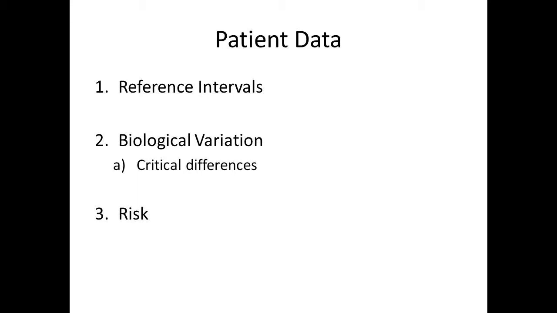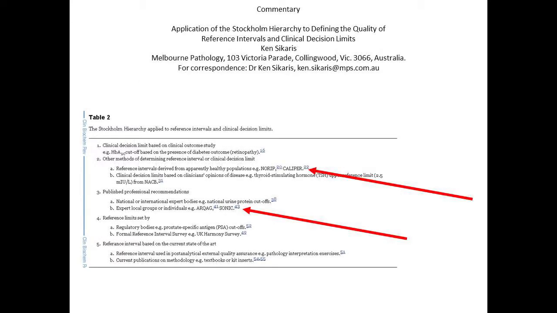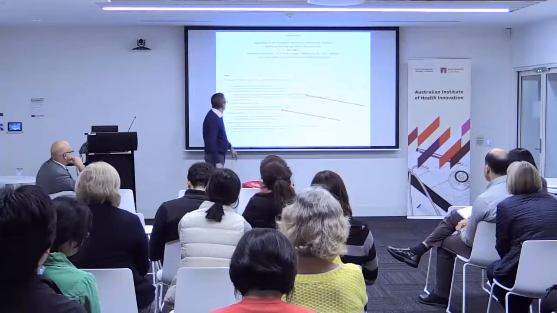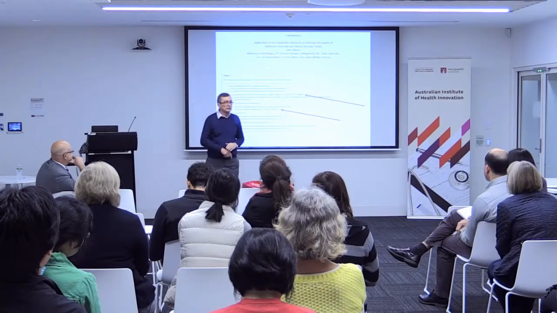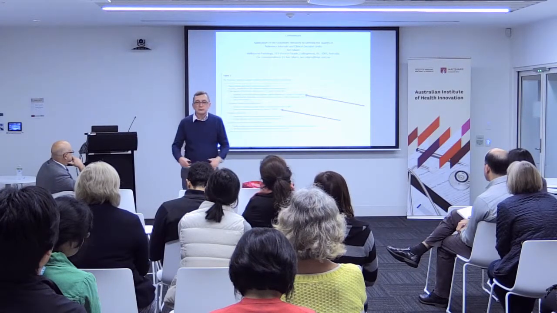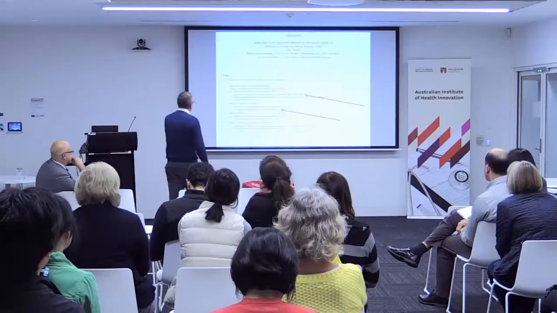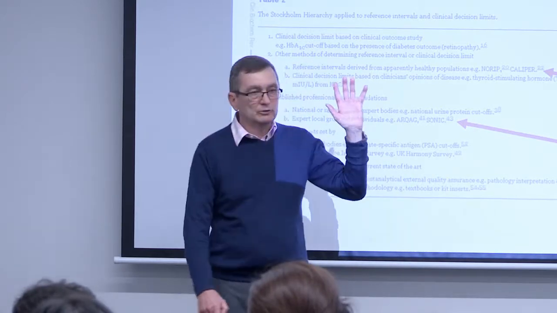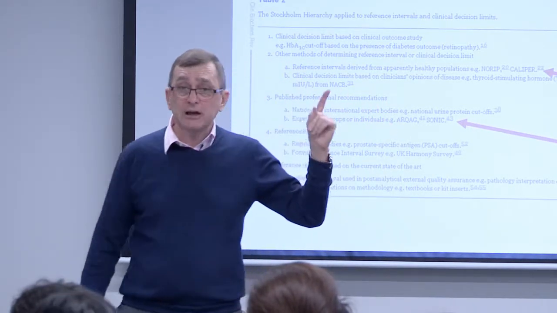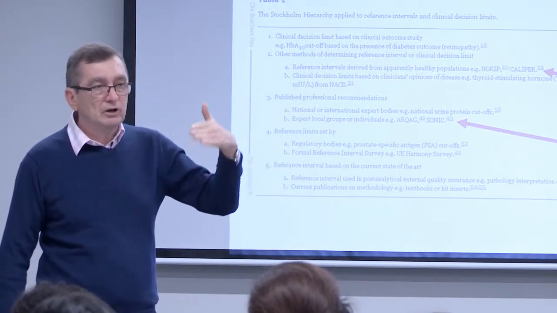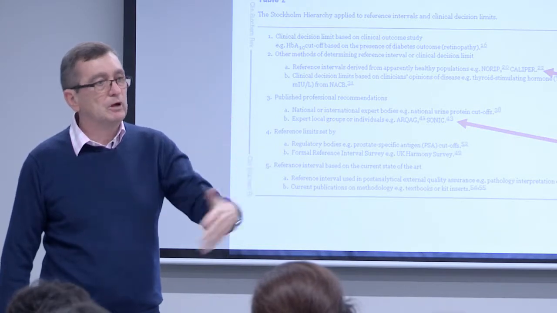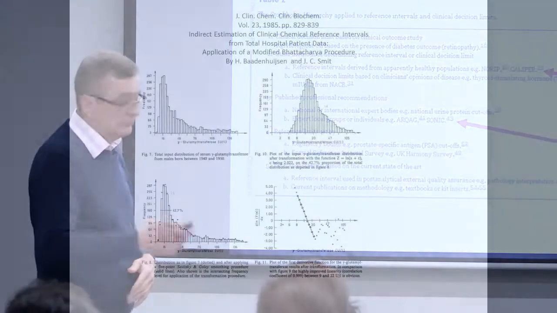Other uses for patient data: reference intervals, what's considered to be normal, and biological variation and risk. I'll keep coming back to risk. That's the way we're focused these days. There's a hierarchy of what's good data and what's not so good data. Good data involves something to do with a clinical outcome. Not so good data involves something to do with biological variation. Not so good data involves something to do with expert opinion. So we all want to have clinical outcome data, but in terms of clinical biochemistry, there's only one assay that we've got where a clinical trial has shown a relationship between a biochemical parameter and a disease outcome, and that's HbA1c.